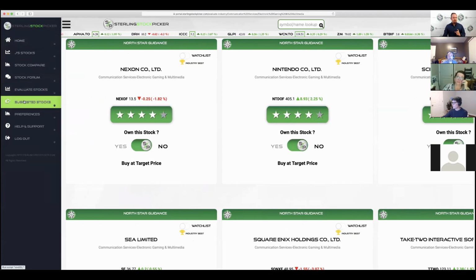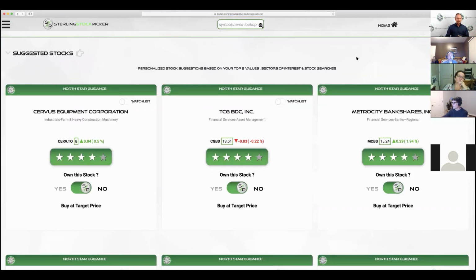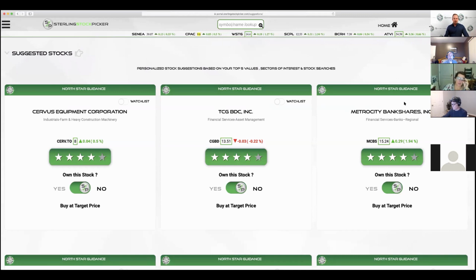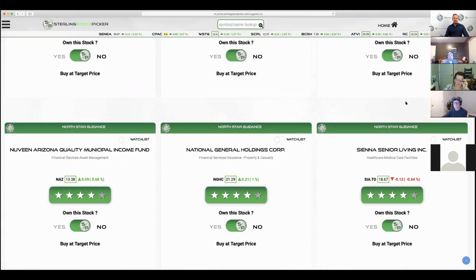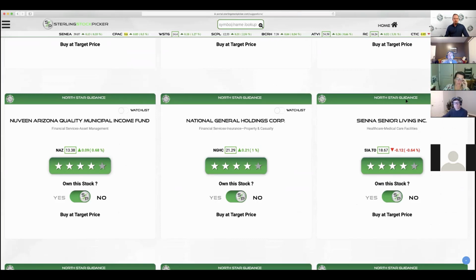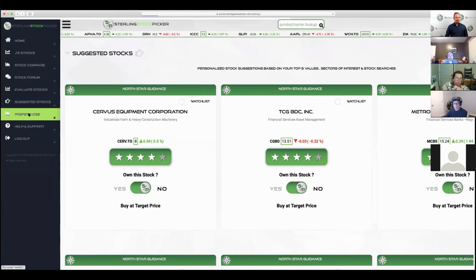And then the neat thing, once you start adding stocks to your watch list, you can click suggested stocks, and I'll show you how. Every single morning you'll get an email sent to you based on your top 5 values that you keep inserting on the pick stocks form, and your interest as you search through this software. So we're excited about this because every morning you're going to receive an email with all of these companies, and this is the place to get more information about them once you receive that email. We're going to go to Preferences.